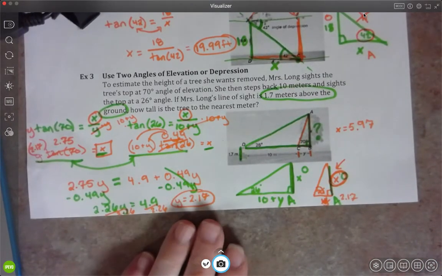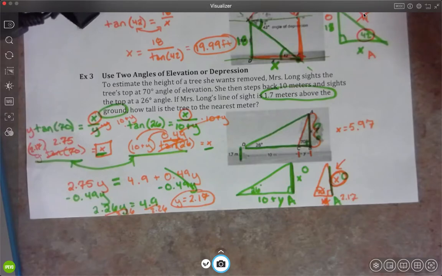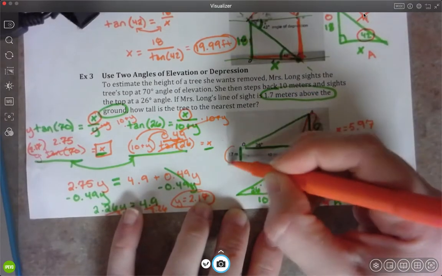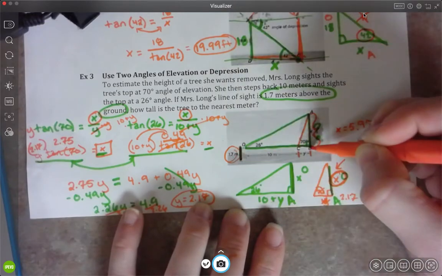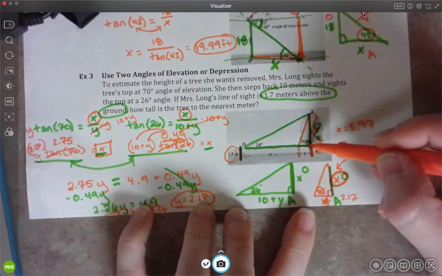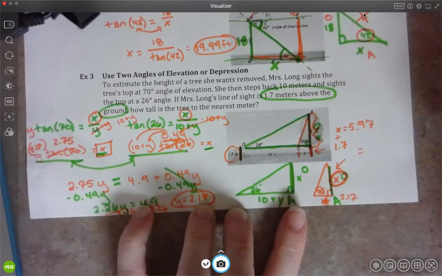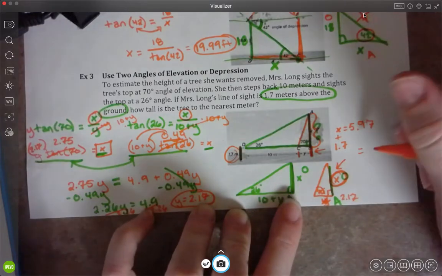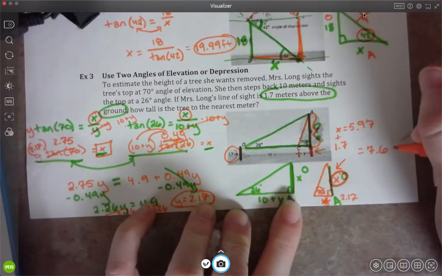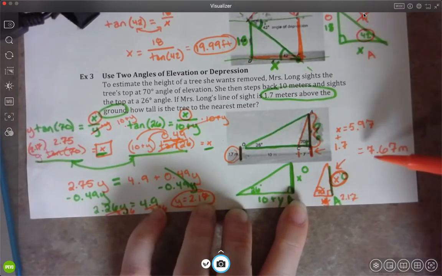So this x right here is 5.97, and we are trying to find how tall the tree is. Does 5.97 tell me how tall the tree is? Not quite. This is where the 1.7 meters comes into play. There's an additional 1.7 meters to get to the ground. So if 5.97 is here and 1.7 is here, we're going to need to add those two together to get the final answer. So final answer, I think, 7.67 meters. Yes, 7.67 meters approximately is how tall that tree will be.